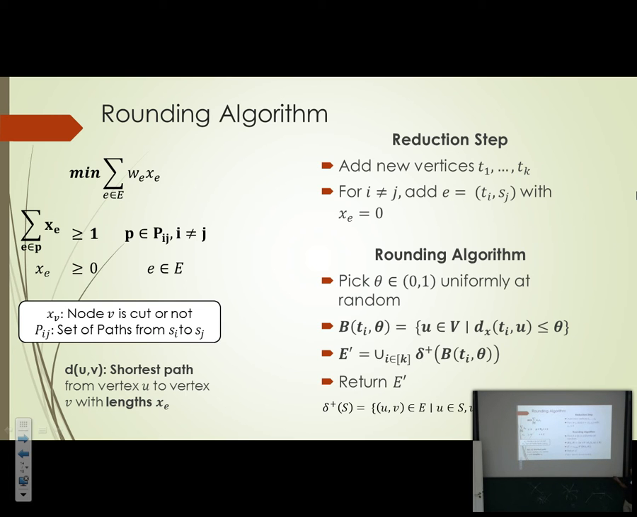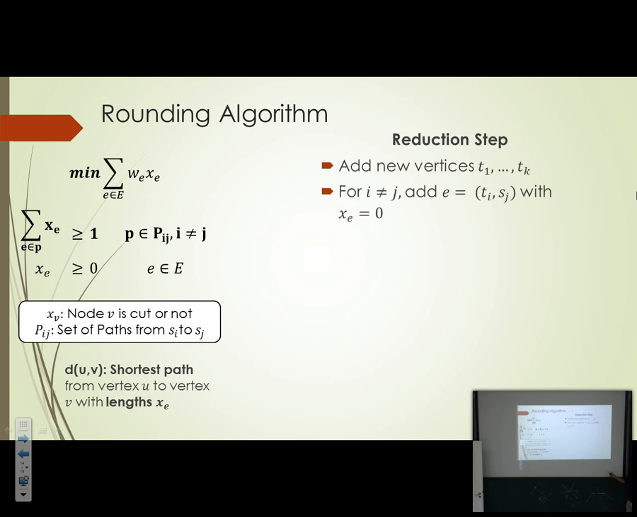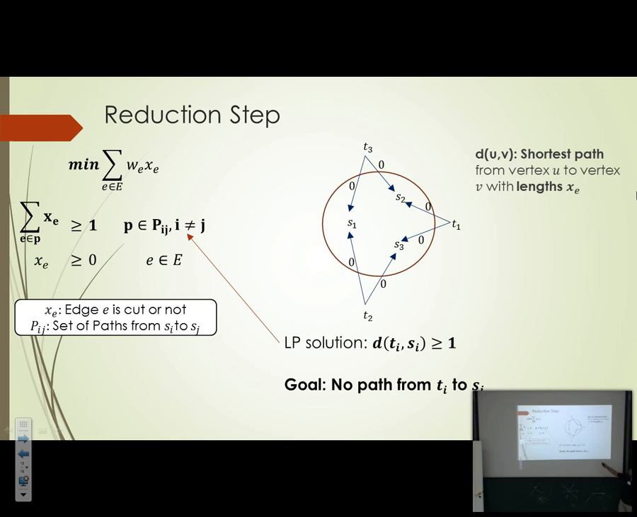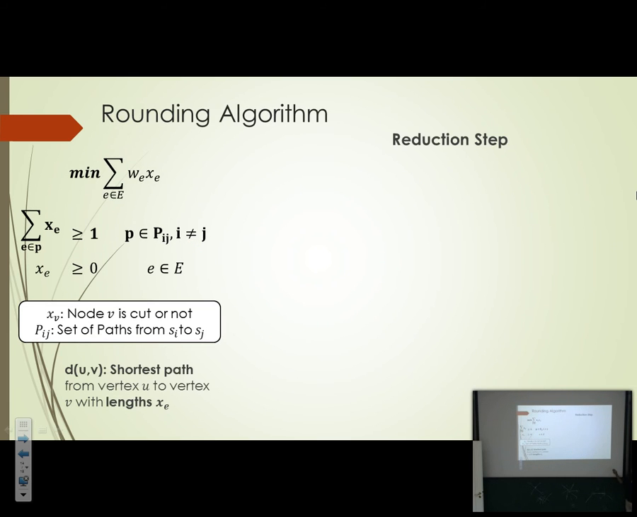So the rounding algorithm is: pick theta in (0, 1), look at the theta radius ball around each of the Ti, look at the outer edge boundary of this set, and return the union of these sets. Note that since we choose theta in (0, 1), we don't cut the new edges we added. The distance from T1 to S2 is 0, and since we are choosing theta strictly greater than 0, we never cut the new edges.